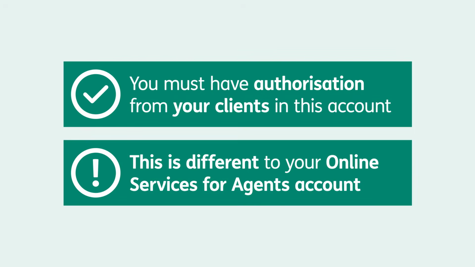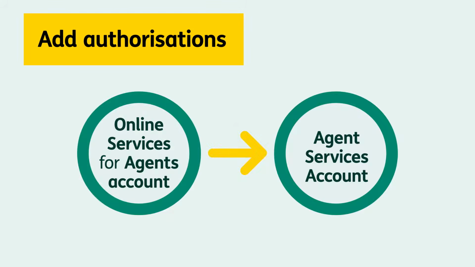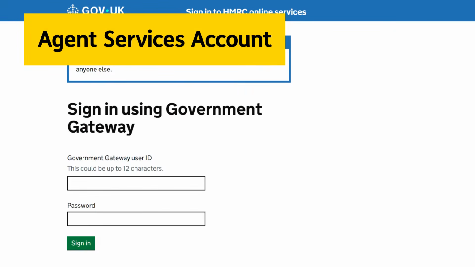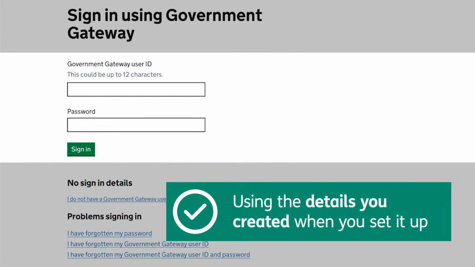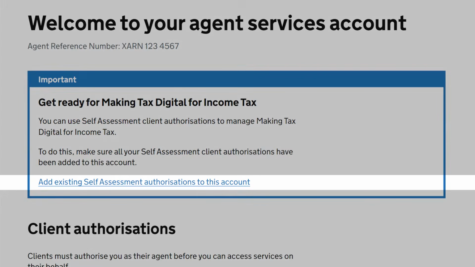This is different to your online services for agents account, but you can add authorisations from one to the other. To do this, sign into your agent services account using the Government Gateway ID you created when you set it up. On the Welcome page, select Add Existing Self-Assessment Authorisations to this account.